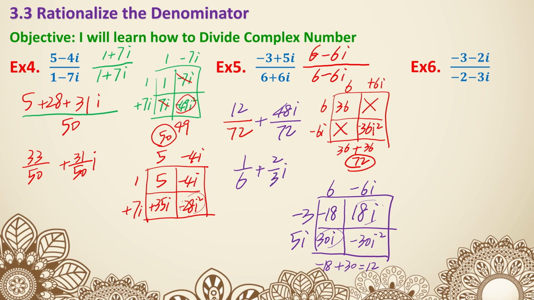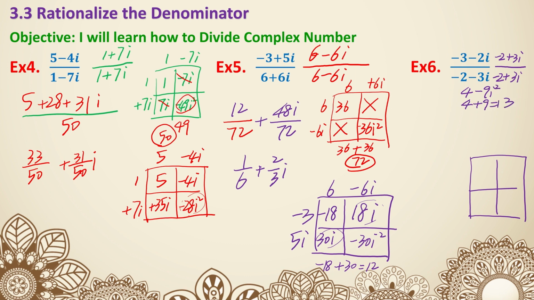Last one, example 6. Times by a negative 2 plus 3i, negative 2 plus 3i. On the top, well, I'm just going to deal with the bottom real quick. Negative 2 squared is a 4, then minus, so it's a 4 minus 9i squared, which is going to be a 4 plus 9, which is 13. So the bottom is going to be 13.